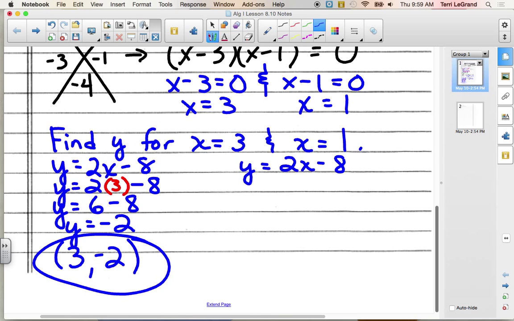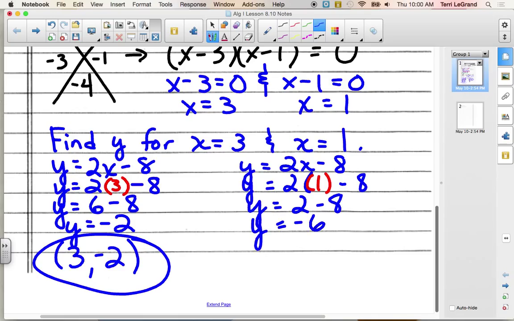And now we'll go and do the other x value we got, which is 1. And we get y equals 2 take away 8. So what's this one? Y equals -6. So what's our other point of intersection? 1, -6.